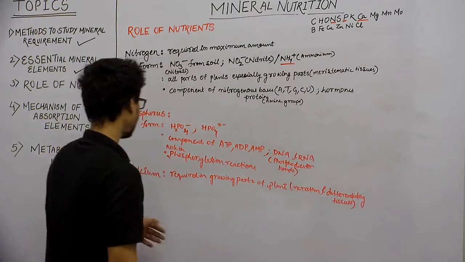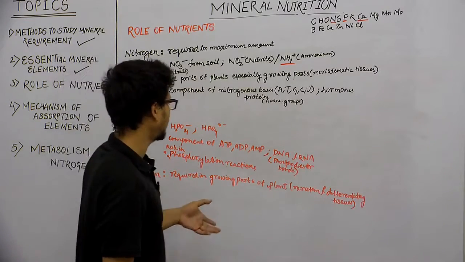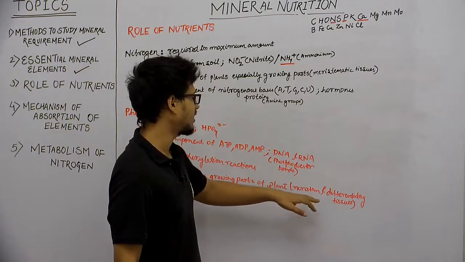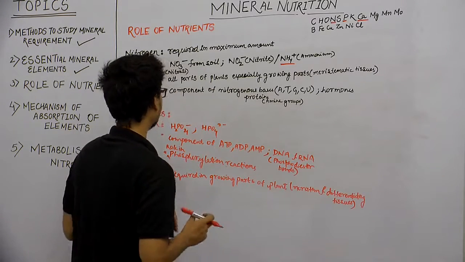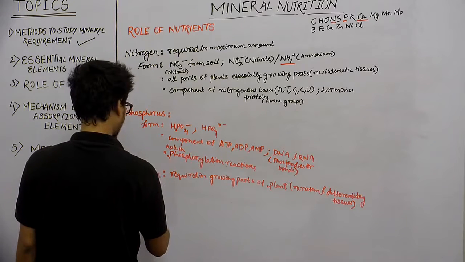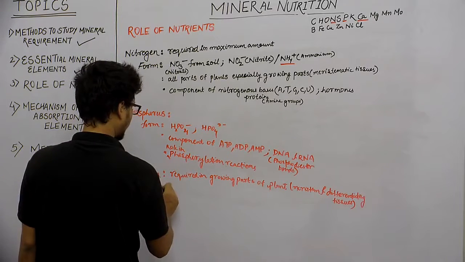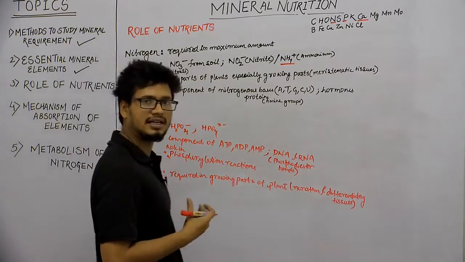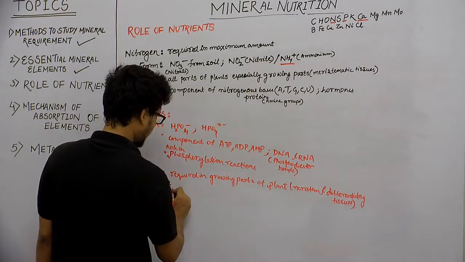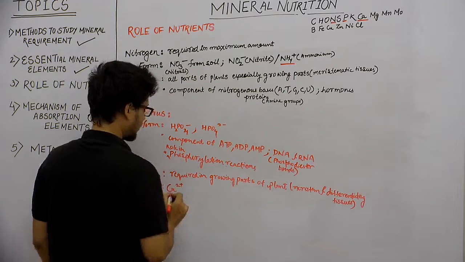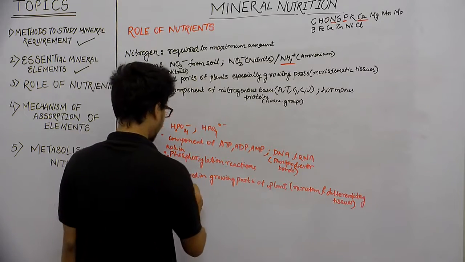Okay, so calcium is required in growing parts of the plant, like meristem and differentiating tissues. The form in which it is absorbed is a divalent cation known as calcium ion. Okay, that is Ca2+, a divalent cation. So we'll write it.